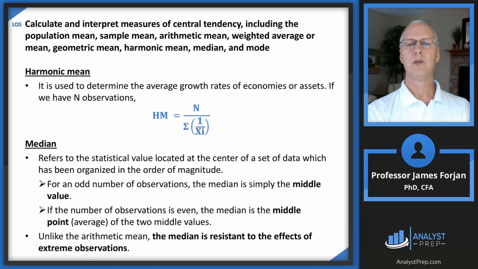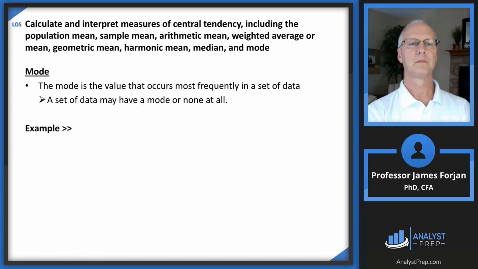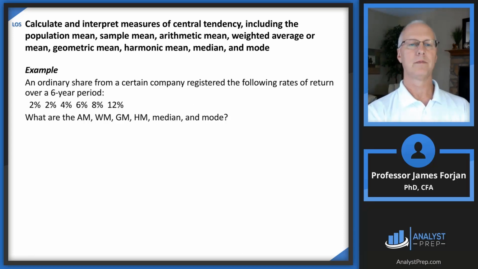The median is, of course, the statistic in the very middle. If there are an odd number of data points, then you just take the middle value. If there are an even number of data points, then you have to take the average of the two middle values. And then the mode is the most frequently occurring data point.